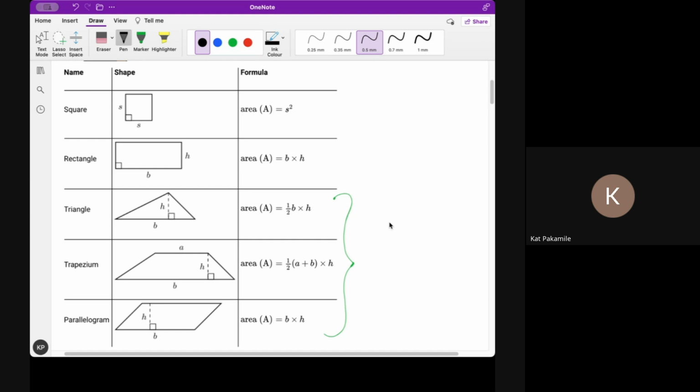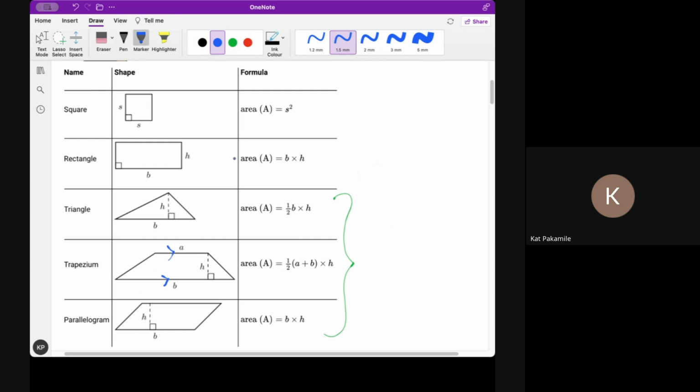So when we look at the triangle, the formula will be half of the base times your perpendicular height. Okay. In a trapezium, we know we have one set of parallel sides. So the formula for the area is the sum of those parallel sides times a half times the perpendicular height. And then, of course, lastly, your parallelogram. That's just base times height.